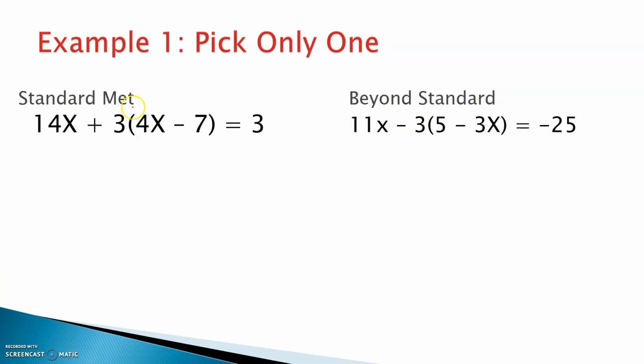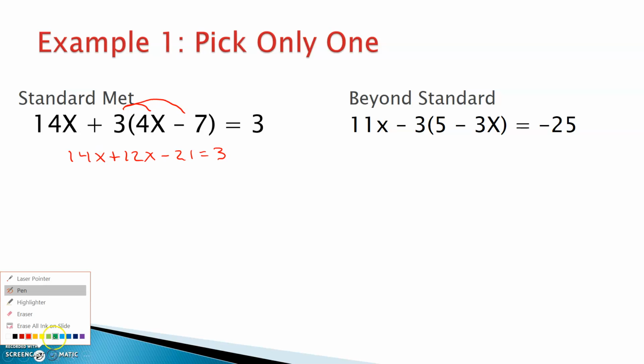Again, I'm going to attack that distributive property. 3 times 4x, that is going to give me positive 12x. What's 3 times negative 7? That is a negative 21. Careful with your signs. Drop down the equals 3, and don't forget about this guy chilling out front. This is a 14x that I also have to bring down.